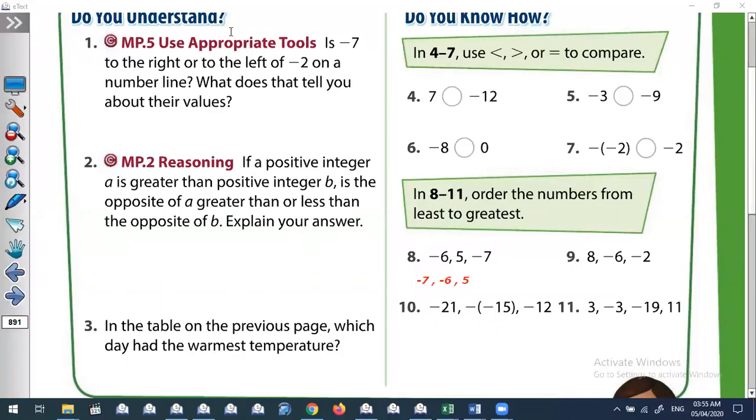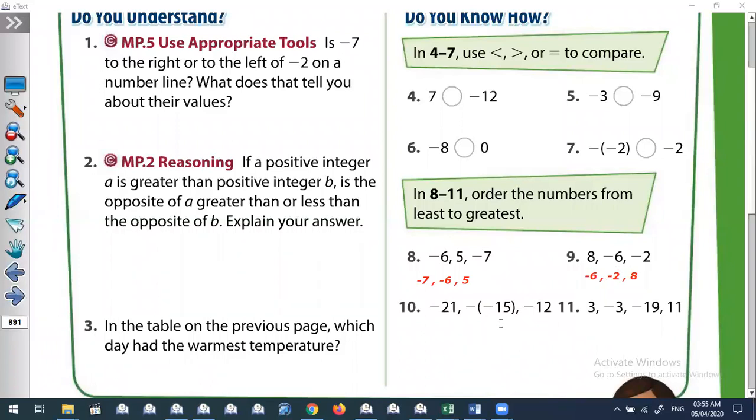The next one. Order from least to greatest. The least should be the negative. Here we have two negative numbers, negative 6 and negative 2. Which is smaller? Yes, the smaller is negative 6. After negative 6, negative 2. After negative 2, 8. So the order is negative 6, negative 2, 8.